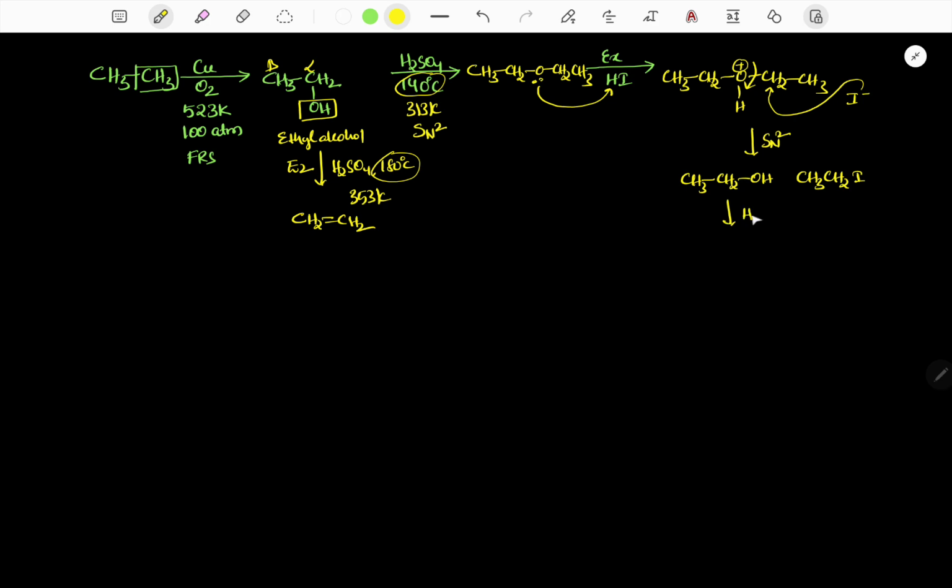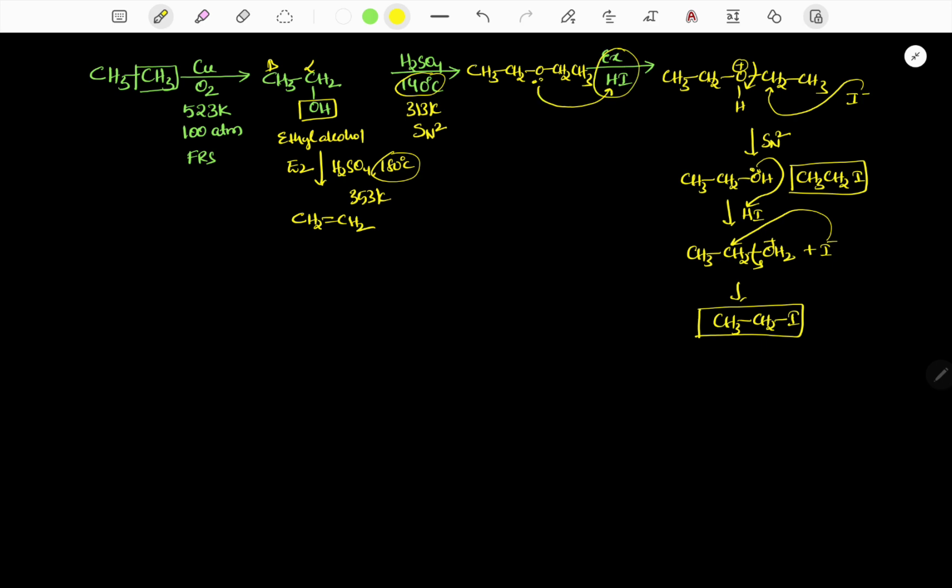Again it reacts with HI because in the question it is mentioned as excess. Therefore it produces the corresponding oxonium ion. Now I minus attacks, the leaving group leaves, and finally we get the corresponding alkyl iodide. So this is our final product. This is simply ether cleavage in the presence of HI. Because both are primary, we observe the SN2 mechanism.